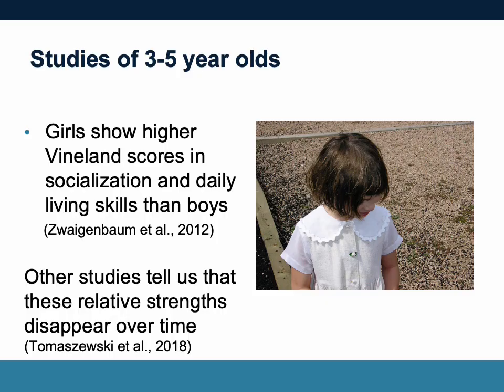When we turn our attention to 3 to 5-year-olds, what we see is that girls are looking better than their male counterparts on parent and teacher interviews in socialization and daily living skills. And those better adaptive behaviors can be deceptive. When you look at what's required of a 4-year-old socially, it's kind of just the basics. If only we were held to the social conventions of 4-year-olds, we would all seem socially successful.